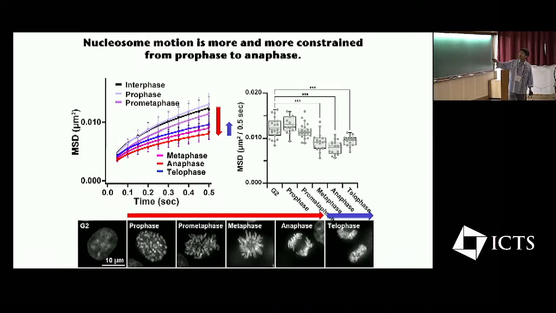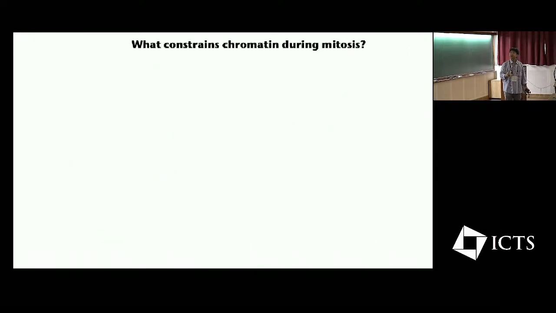This plot shows MSD values at 0.5 seconds. As you see, the nucleosome motion is more and more constrained from prophase to anaphase. The question is, what constrains chromatin during mitosis? Condensins? Yes.